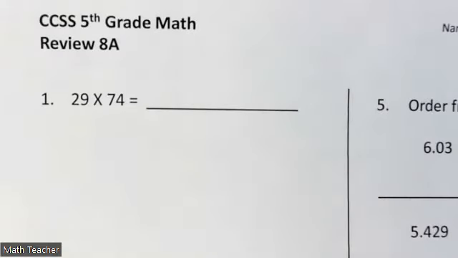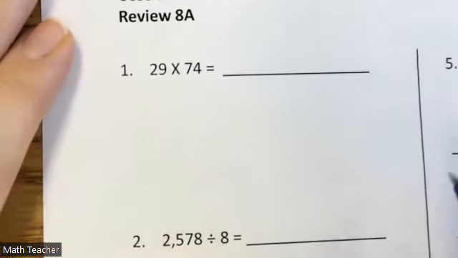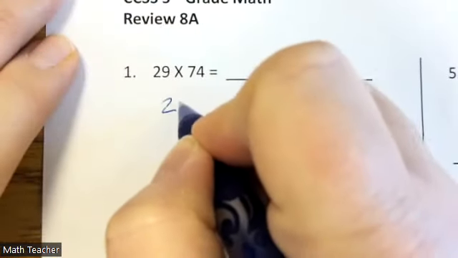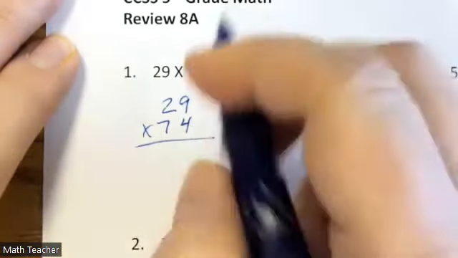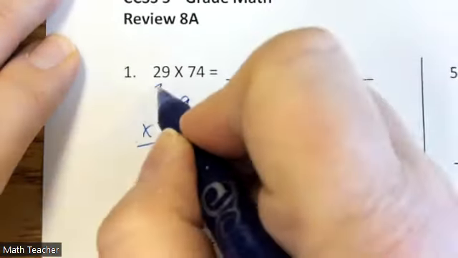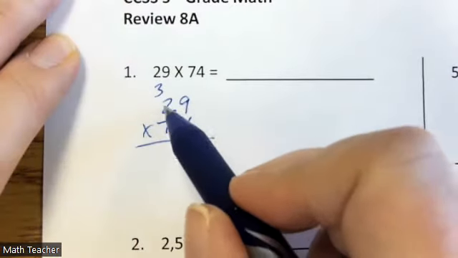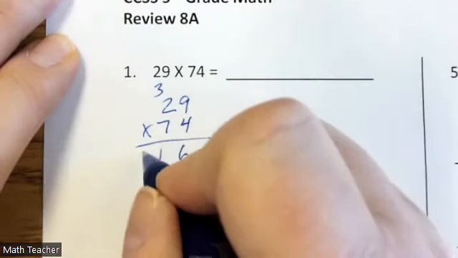Today we are working on skill work 8A. We have 29 times 74. So we'll set that up for vertical multiplication. 29 times 74. 4 times 9 is 36. Write the 6, carry the 3. 4 times 2 is 8, plus the 3 we carried is 11.